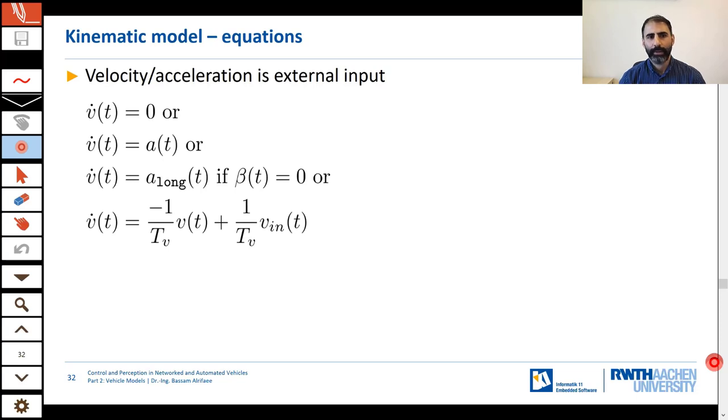Velocity, I was saying that the longitudinal dynamics, velocity, acceleration is an external input in this model. It is not part of the model. It is something external, and it depends on the assumptions we make and on the modeling goal. If we choose a constant velocity in this model, then it is case one: V dot is zero. Or we allow an acceleration, then it is number two: V dot is the acceleration.